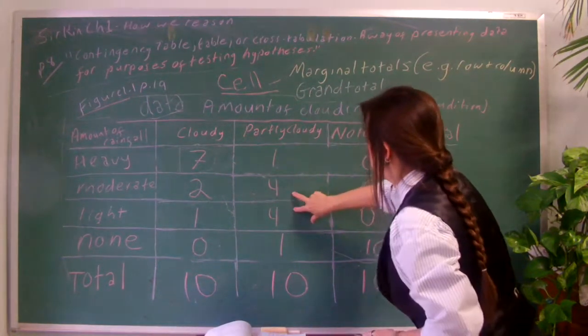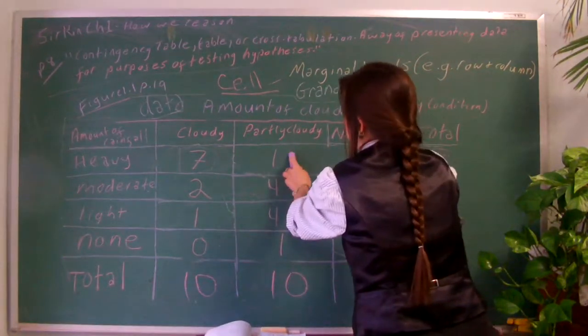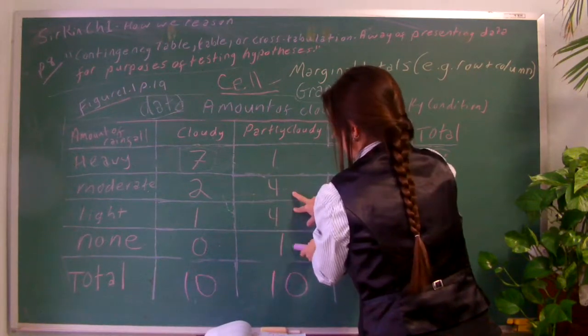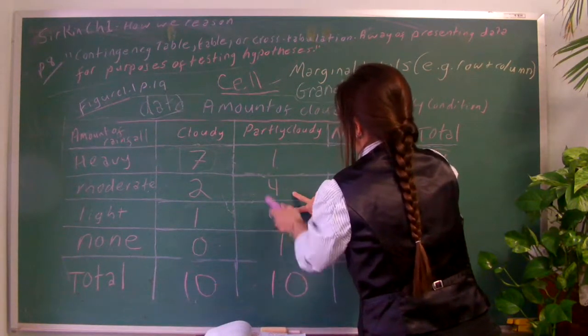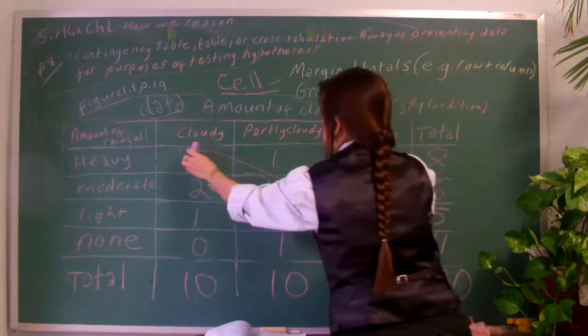Partly cloudy, notice we have moderate and light rainfall. In heavy, there's only number 1 here. That's a smaller number than 4. And for here, none rainfall, that's a 1, so that's more. So notice, when we're looking at this, where's the big numbers? Where do the big numbers fall?